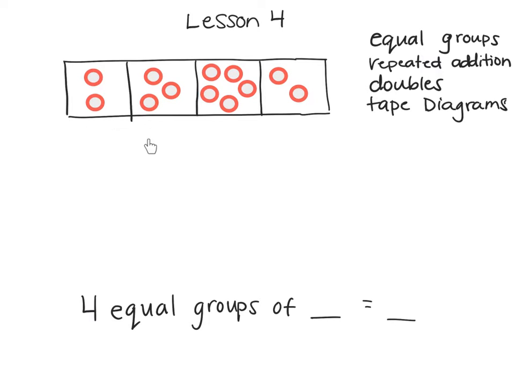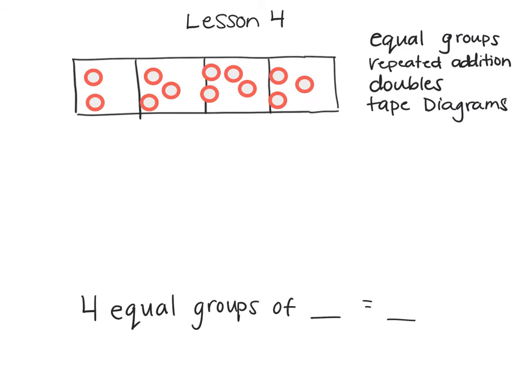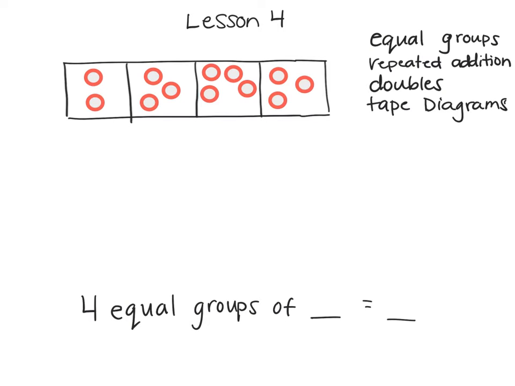So right now I have 4 groups, but are they equal? No, this one has 2, this one has 3, this one has 5, and this one has 2. They are not equal groups. So maybe what I need to do is move some of the counters around so that way I can finally get some equal groups. So let's see. I definitely see that in this group, my 5 can get spread out. So if we were in school, we would be using counters to do this.